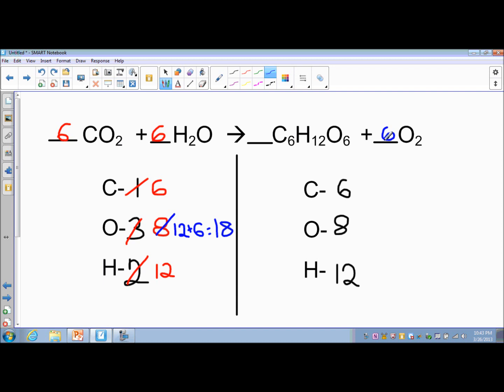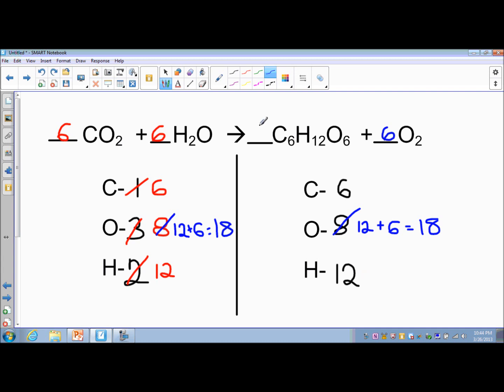And when I put a 6 and I multiply it out, it's going to be 6 times 2, which is 12. And then when I add the other oxygens from my C6H12O6, add 6 more oxygens, and now I have a total of 18. So for one last check, I'm going to compare all my atoms on both sides. So I have 6 carbons, 6 carbons, 18 oxygens, 18 oxygens, 12 hydrogens, 12 hydrogens. So now I know that my equation is balanced.